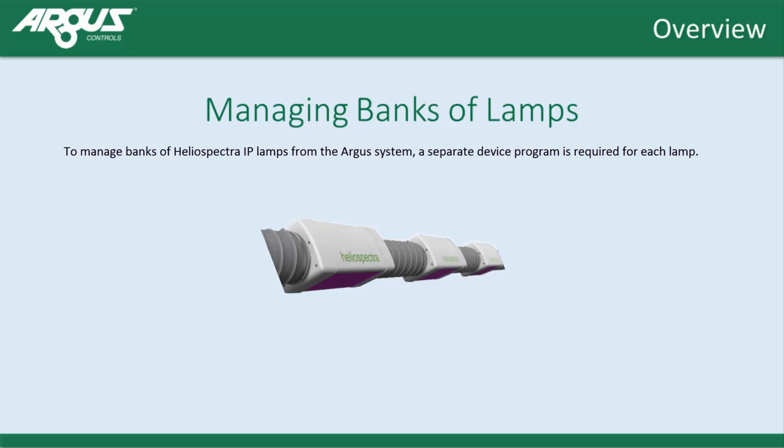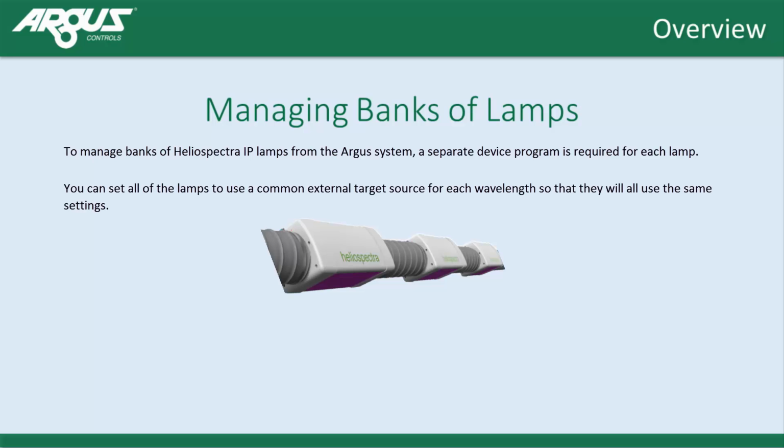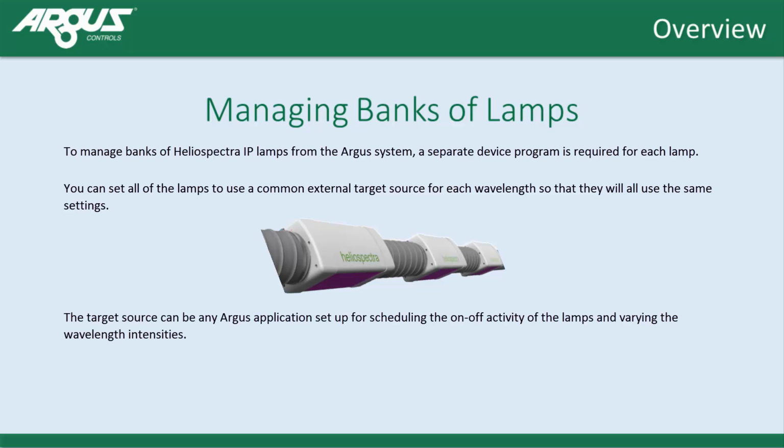To manage banks of Heliospectra IP lamps from the Argus system, a separate device program is required for each lamp. You can set all of the lamps to use a common external target source for each wavelength so that they will all use the same settings. The target source can be any Argus application set up for scheduling the on-off activity of the lamps and varying the wavelength intensities.